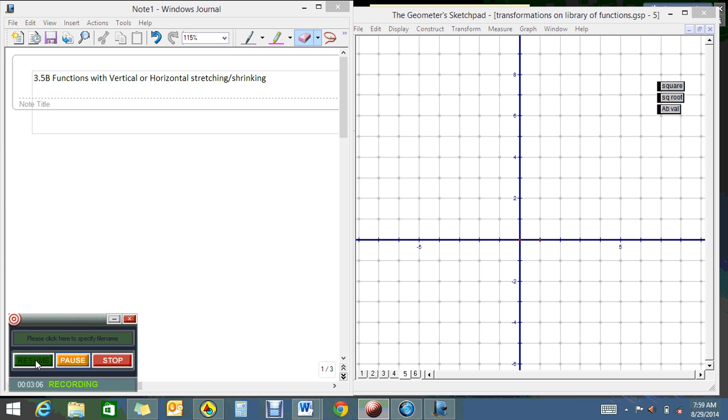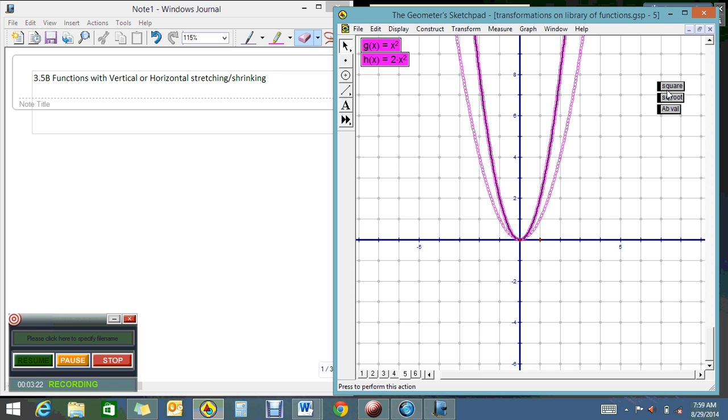So we can do this stretching for any of our library of functions, right? So let's see how it looks. What you need to know, though, is you need to know what the parent function looks like so that you'll know where to start. Right? So in this case, the dotted line is our parent function, x squared. And the solid line is 2 times x squared.